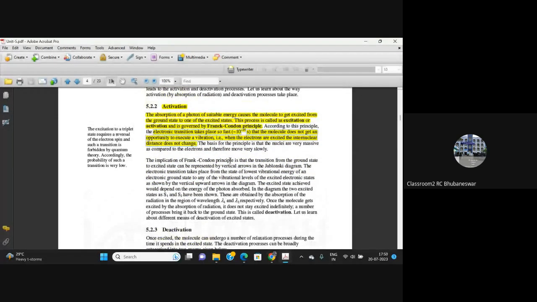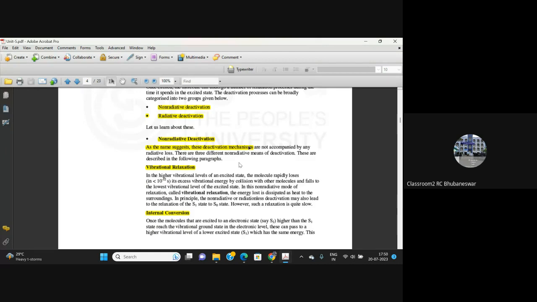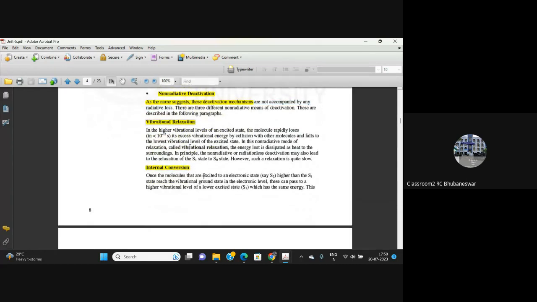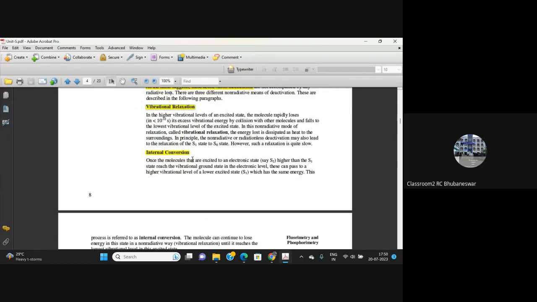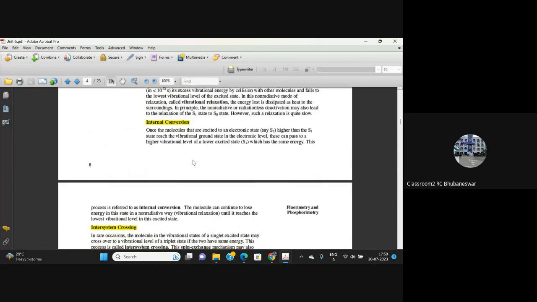After activation, the molecule moves to the excited state. I was making you understand by showing the diagram itself. Obviously after activation, deactivation will also take place: non-radiative deactivation and radiative deactivation, which I was discussing with you. Non-radiative deactivation is not accompanied by radiative loss. How does it happen? Through internal conversion and vibrational relaxation, which is simply heat dissipation. Through heat dissipation, it loses energy and comes to the lower state. Remember these two, internal conversion and intersystem crossing.